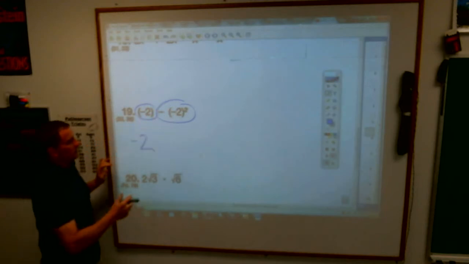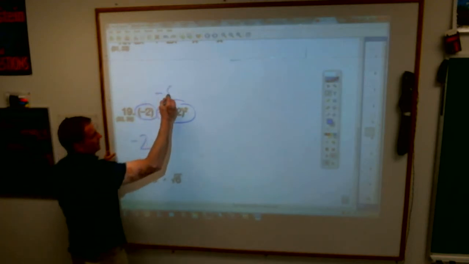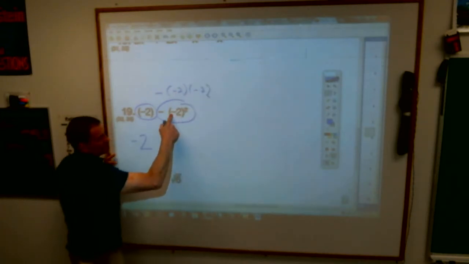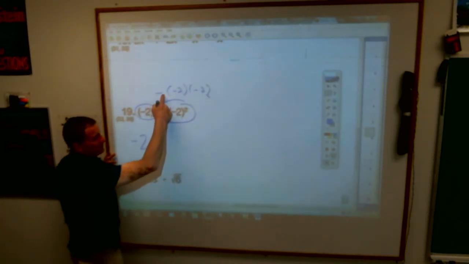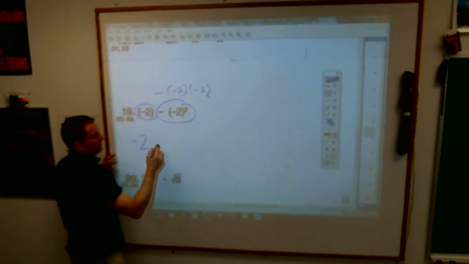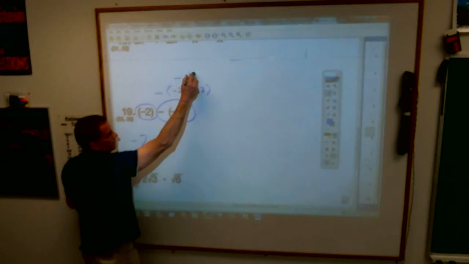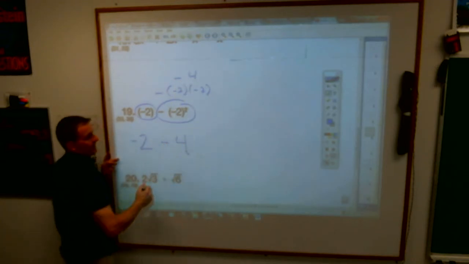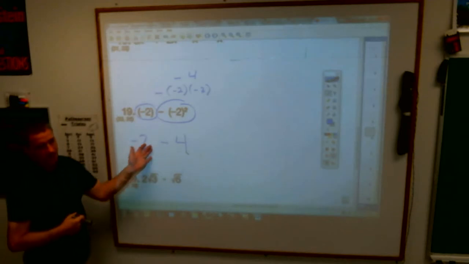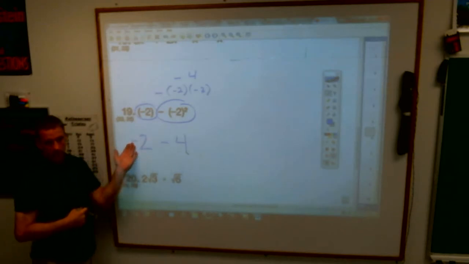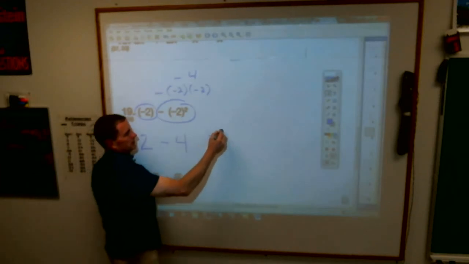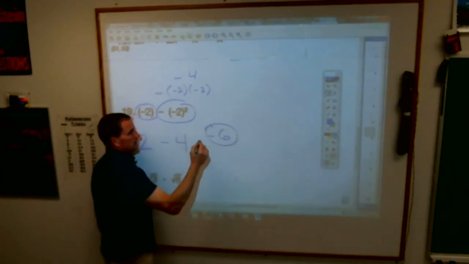You have to think about this like this. This is a negative 2 times a negative 2, because that's what this squared is. How many negatives do you see there? 3, making my answer to this negative. And what's 2 times 2? 4. So now I have a negative 2 and a negative 4. This is not multiplication. This is now addition. You have 2 negatives and another 4 negatives give you a total of 6 negatives.